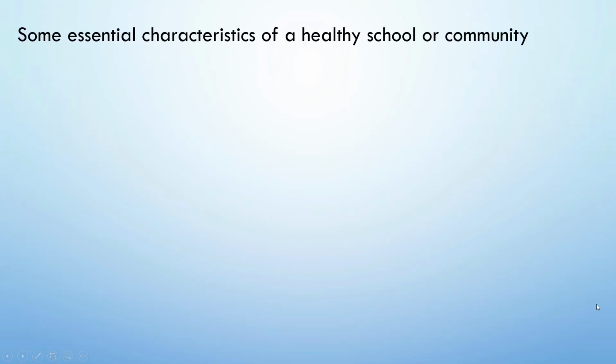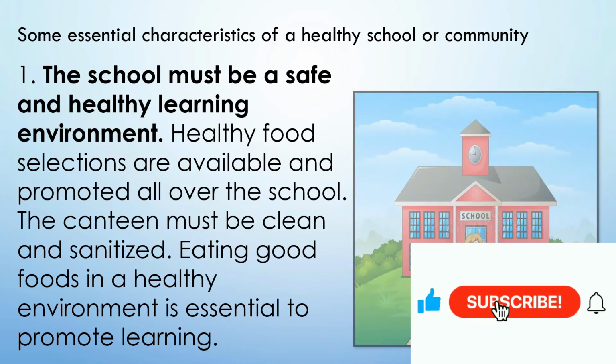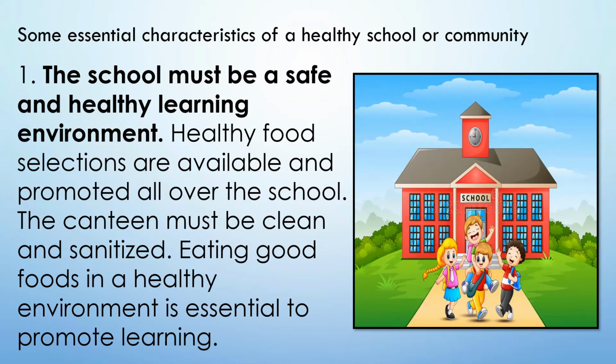Some essential characteristics of a healthy school or community. Number 1, the school must be a safe and healthy learning environment. Healthy food selections are available and promoted all over the school. The canteen must be clean and sanitized. Eating good foods in a healthy environment is essential to promote learning.